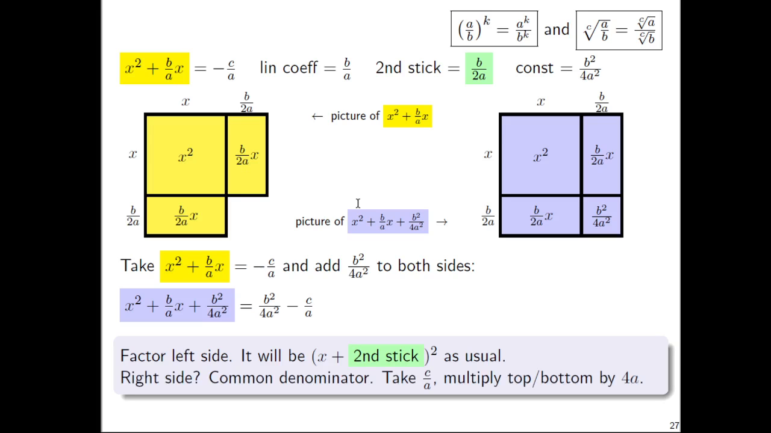So the right side, we're going to need a common denominator. So take a look. The b squared over 4a squared minus c over a, just take the c over a fraction and multiply the top and bottom by 4a. So you don't need to do anything to the first fraction. Leave b squared over 4a squared alone. So look, the left side is factored as x plus second stick squared. So x plus b over 2a quantity squared. And the right side, in preparation for simplifying, subtracting the two fractions, we've created a common denominator. So we have b squared over 4a squared minus 4ac over 4a squared. We'll copy that to the top of the next slide.